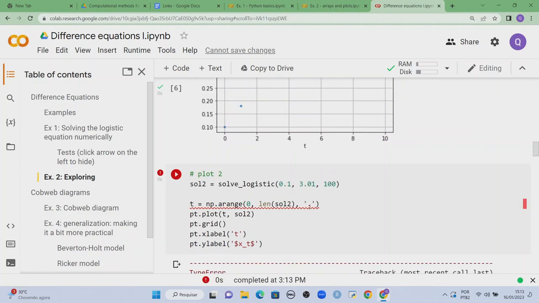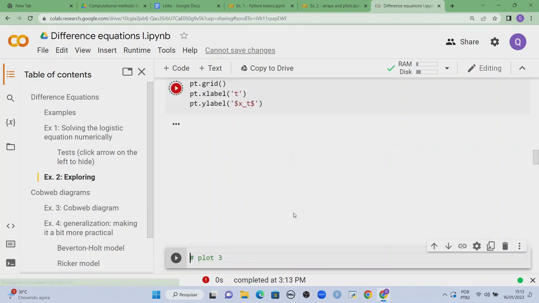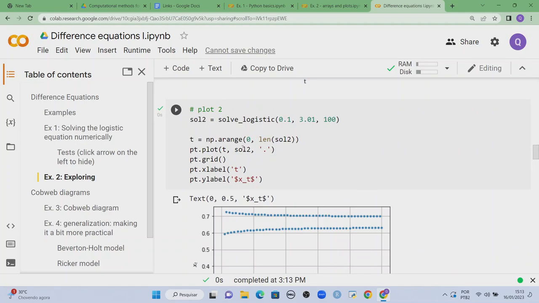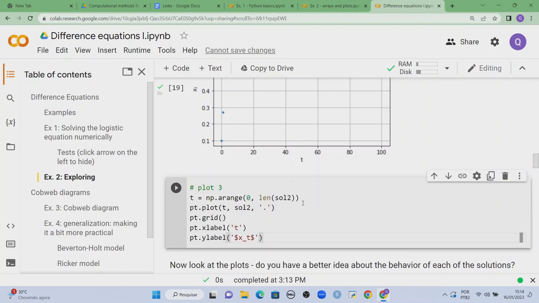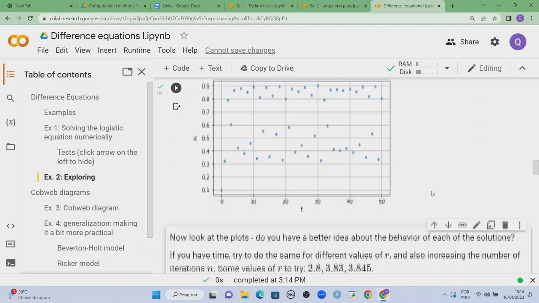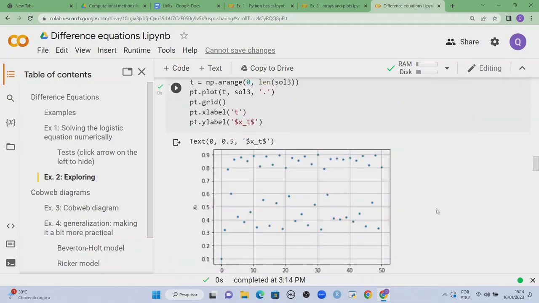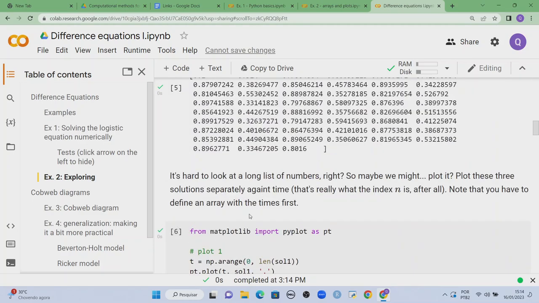Oops, what did I do here? Sorry, I included it in the wrong function. It's over here. There it is. Okay, so now for the first one. Let's update this again. Then this is SOL3. Let's see what happens. Okay, so this is really a mess, right? It's all over the place. I don't know about you, but I don't see anything happening in terms of period here. So let's try to go for more time.